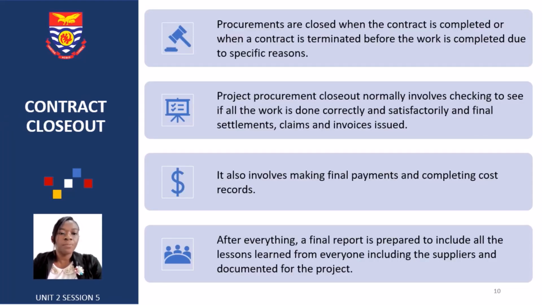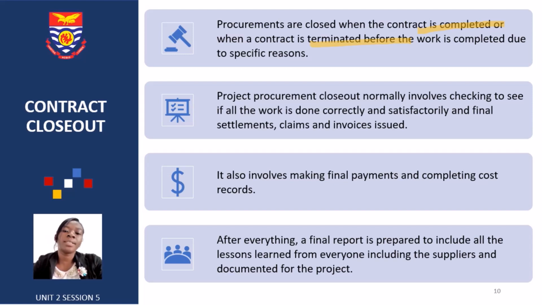And then we need to close out our contract. So procurements are closed when the contract is completed or when it is terminated before the work is completed due to some specific reasons. Yes, when the contract comes to an end, obviously, then the contract is over. And sometimes it may be terminated or halted, even before the project's due date of completion comes. And some reasons can cause it. We made mention of some when we were looking at project delays and then project termination as well.